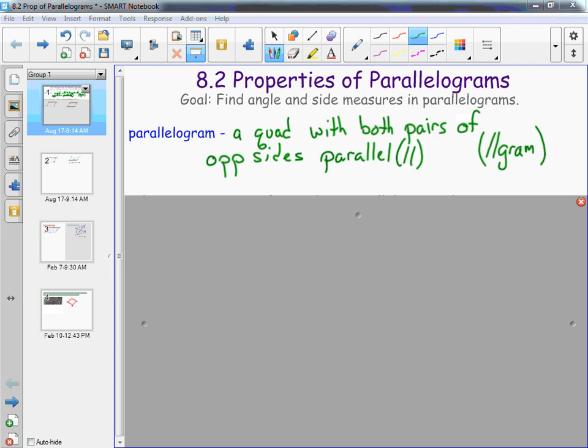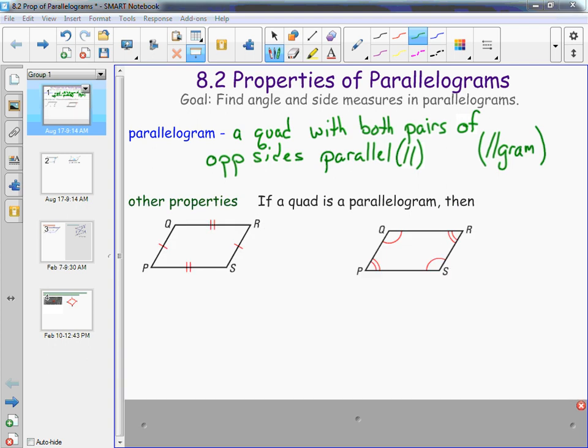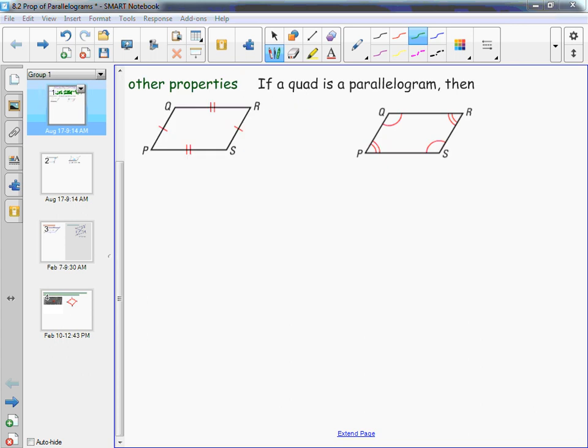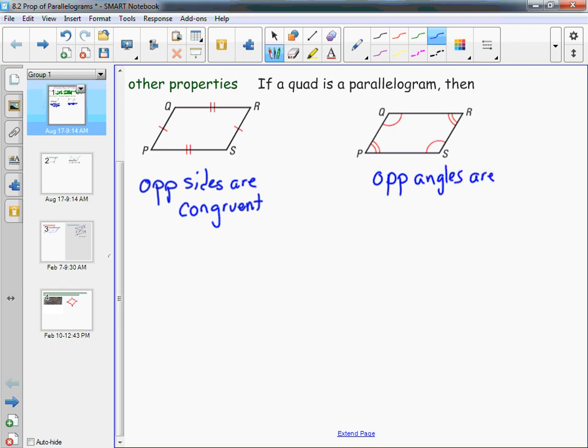There are a couple other properties that we are going to discuss. These are all in the form: if a quadrilateral is a parallelogram, then. So when you look at the book, realize that they're all written as if-then. First one here, we notice about the sides. Opposite sides are congruent. If we look at the next one, we notice that we have angle markings, and you should notice that the opposite angles are congruent.